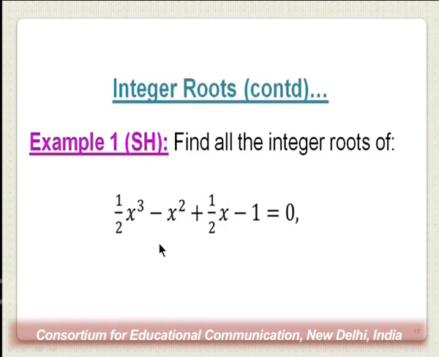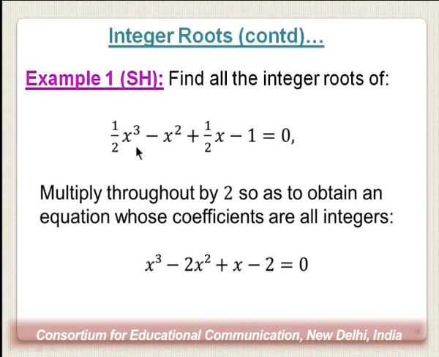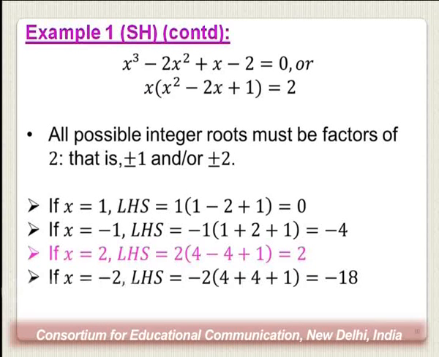So first of all, what we'll do is we'll multiply both sides by 2 to get coefficients which are all integers. So once we multiply throughout by 2, what do we get? x cubed minus 2x squared plus x minus 2 is equal to 0. And then you can proceed the way I just explained in the previous example. So we'll take the minus 2 to the right hand side, and our equation will become x times (x squared minus 2x plus 1) is equal to 2.